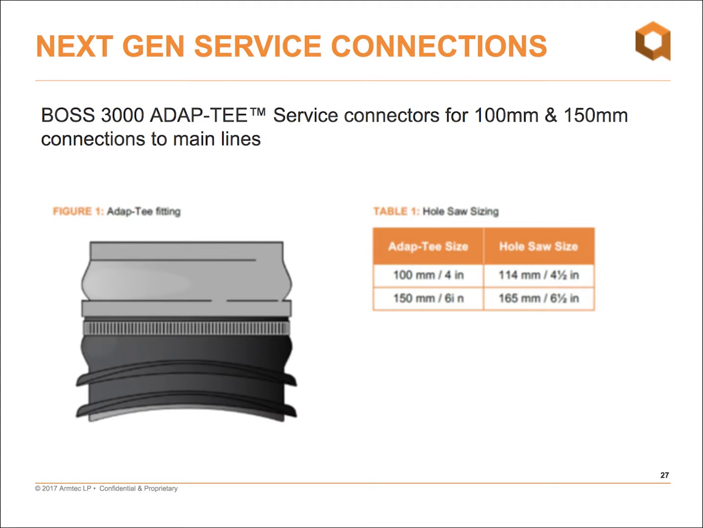What you do is use a specifically designed coring hole saw with a guiding tool that will be provided by Armtec to core a hole on the wall of your Boss 3000 pipe, then install the Adaptee service connection with the stub end here, and insert your service line into it. And this will lead to another poll question, just so we make sure that we provide our audience with exactly what they need.